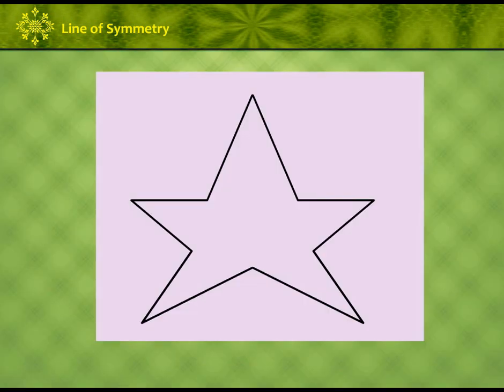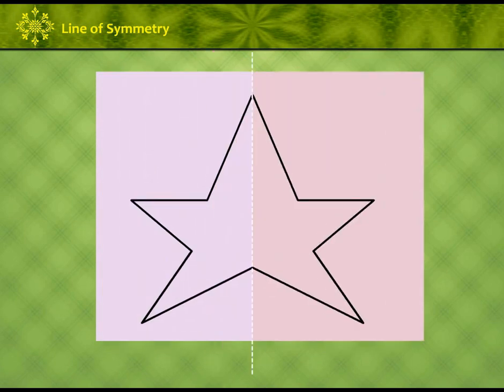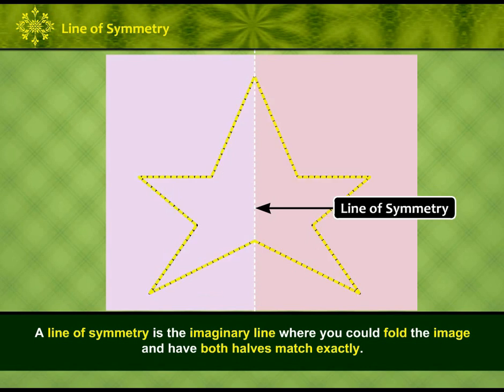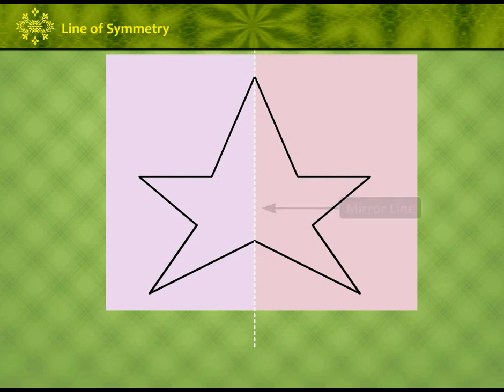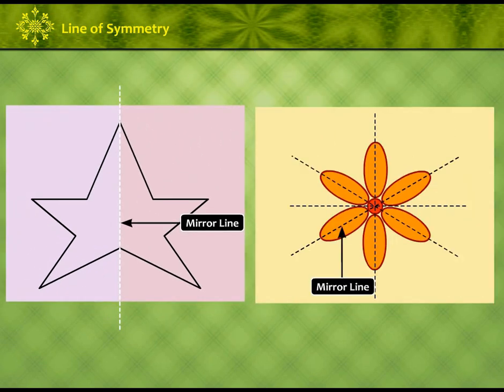Look at this picture. Let us fold this picture into half. Can you see this white line? A line of symmetry, shown here in white, is the imaginary line where you could fold the image and have both halves match exactly. Here we can see that the one half of the image is the reflection of the other half image. It is also known as mirror line. The line of symmetry, also called the mirror line, can be in any direction.